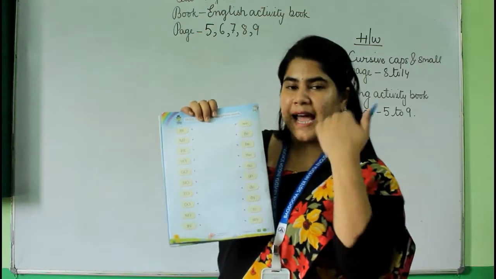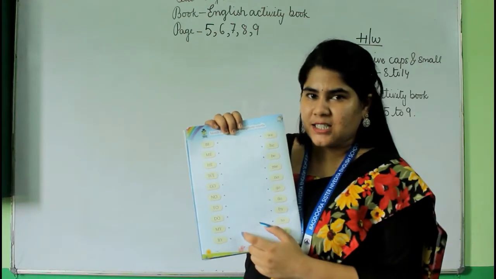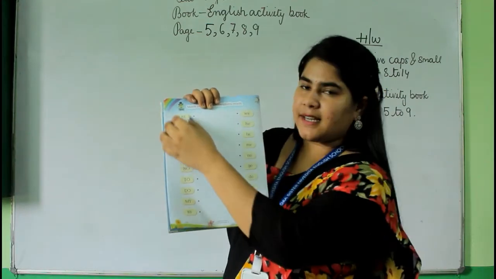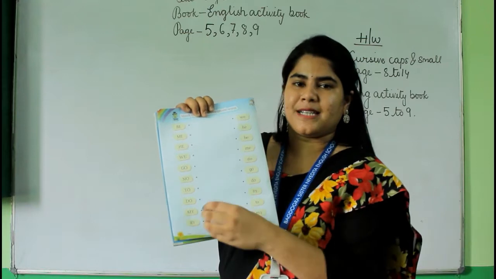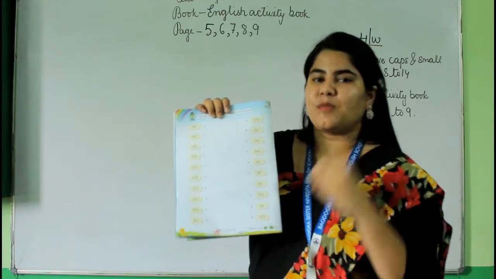Okay? In this way, as we have done in the previous one, for phonic words, we have matched the letters. Here also you have to do the same thing. Here it is written in the first column, it is written in capital letter, and in the second column, it is written in small letter, right?